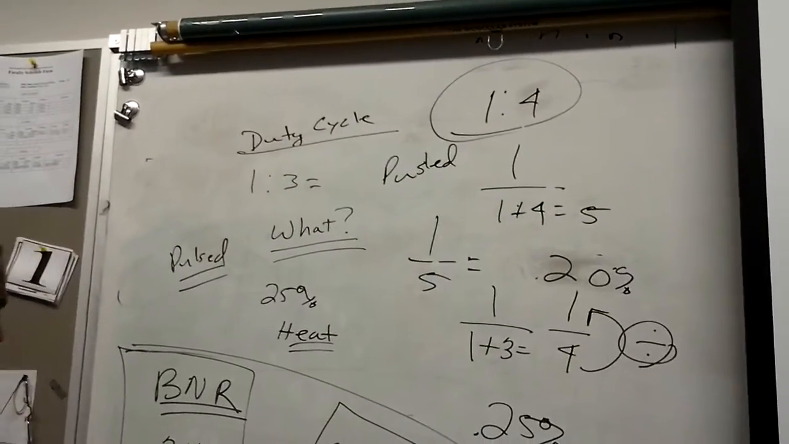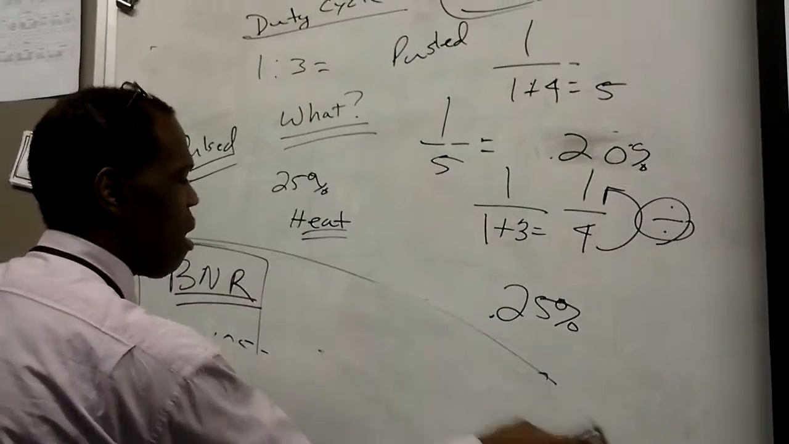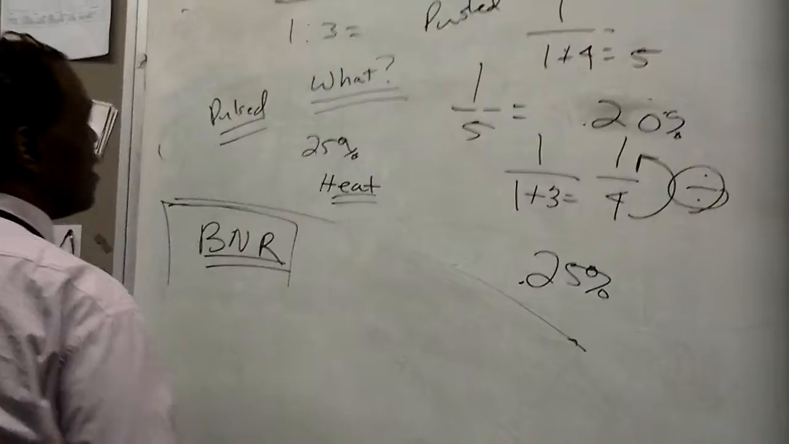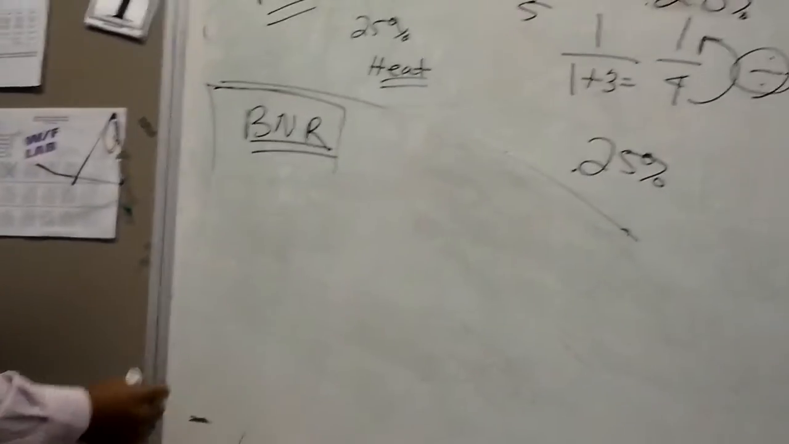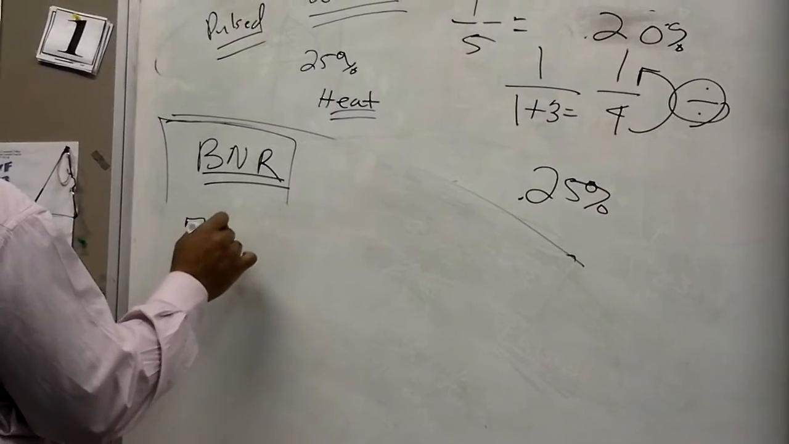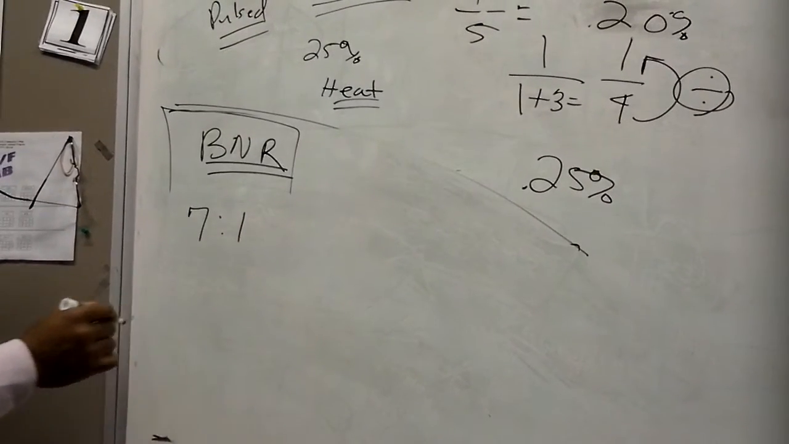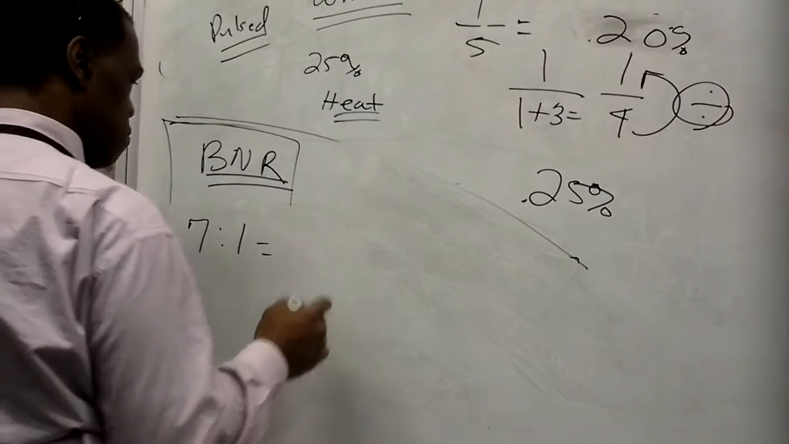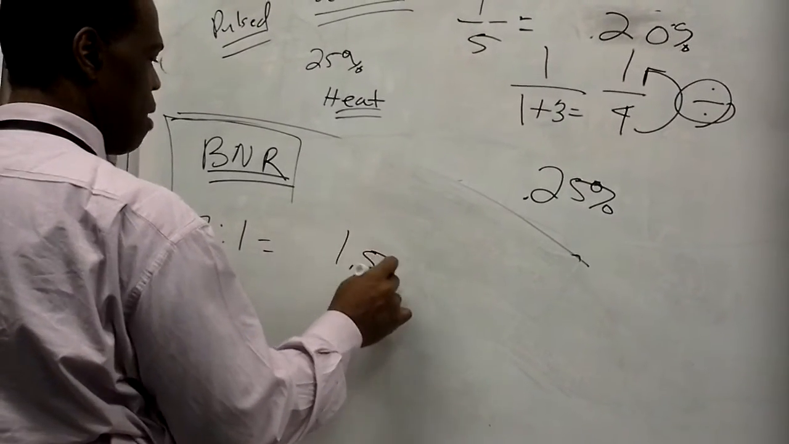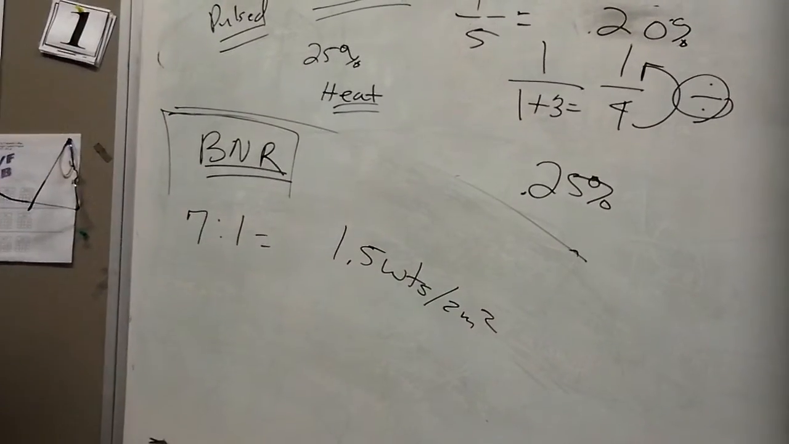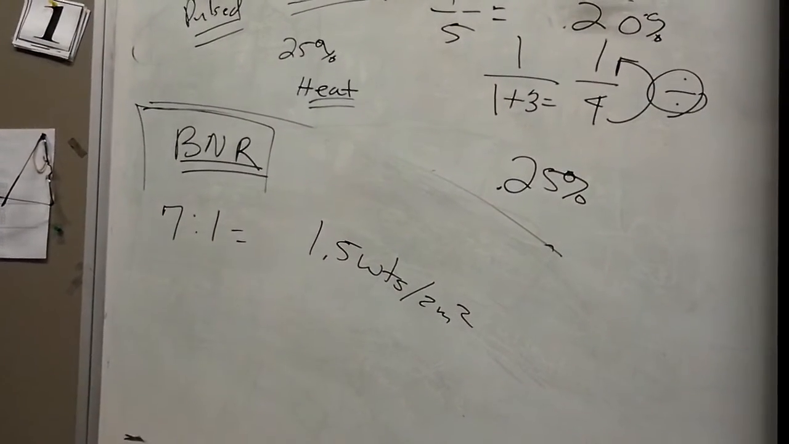Let's do more BNR. Bernard! Let's do a Bernard. Come and sit right here. I'm just calling your name. Okay, the BNR of the machine is 7:1. What is the maximum hotspot if we treat this person at 1.5 watts per centimeter squared? 7 times 1.5.